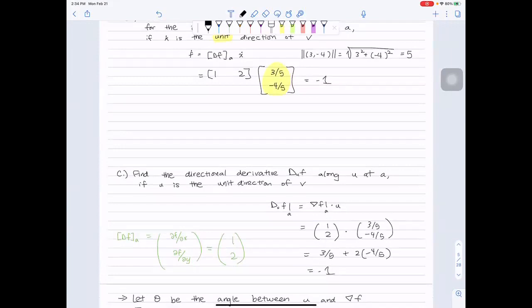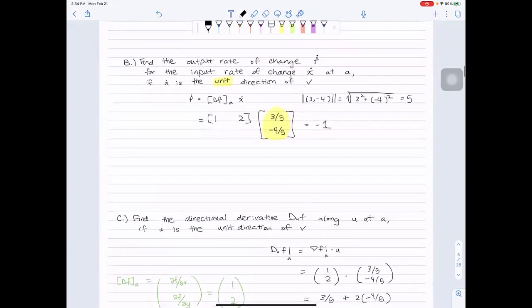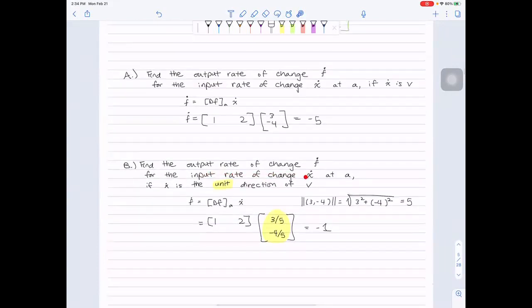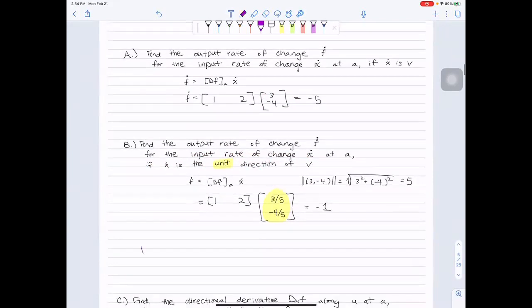Did you go over part B? Yes. Part B says find the output rate of change for the input rate of change where x dot is the unit direction of v. v right now is (3, -4), but the length of v is not 1 right now. We need to normalize it. So the normal vector u should be v over its length. We have (3, -4) over its length, and when you divide by something, make sure you divide each term. So you have 3/5 and -4/5.